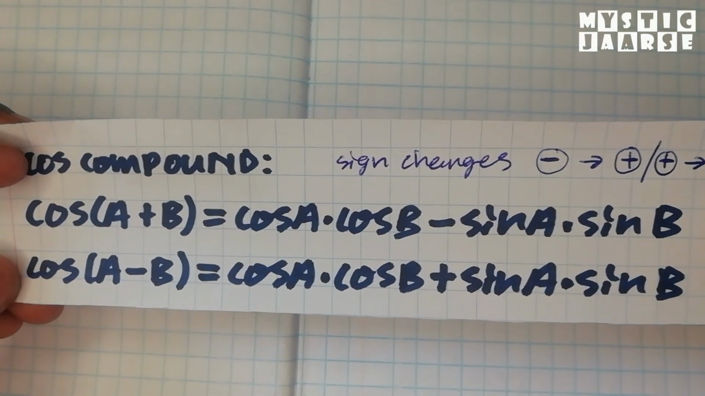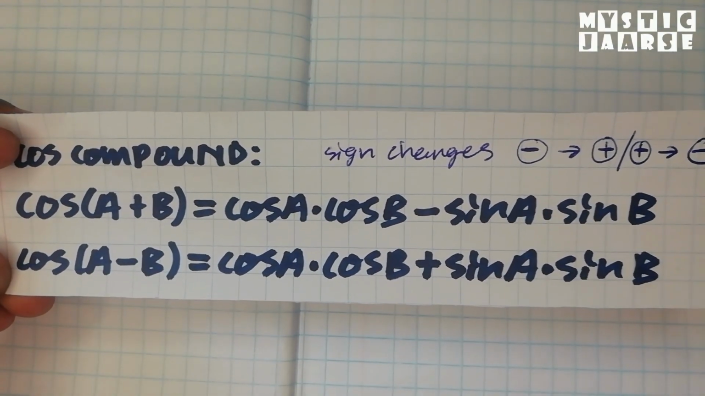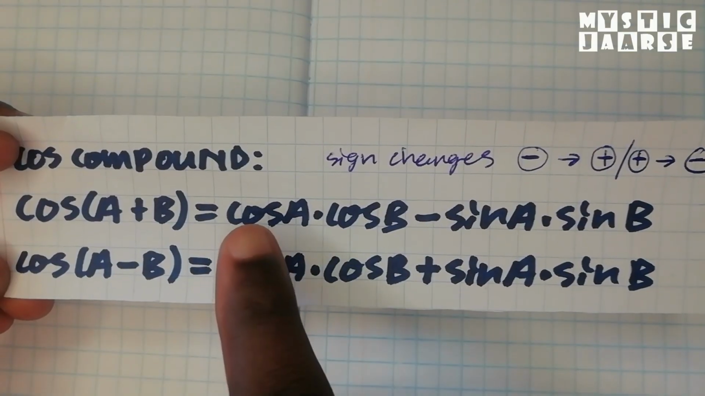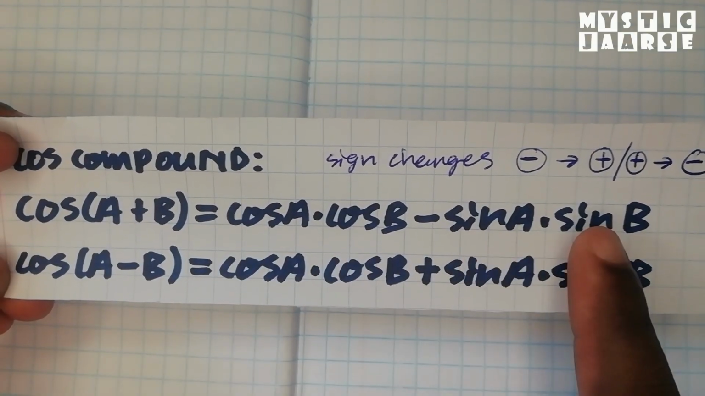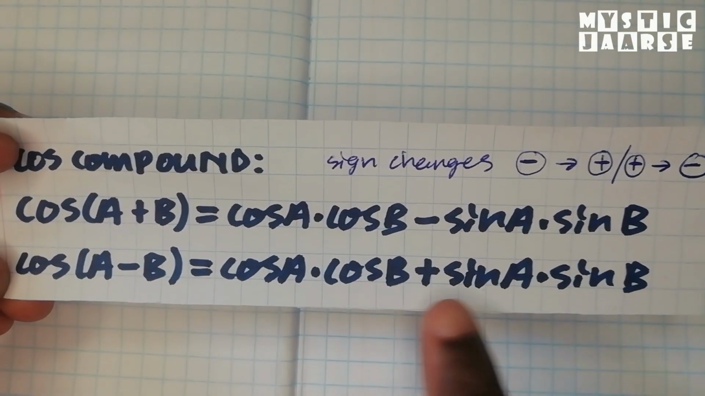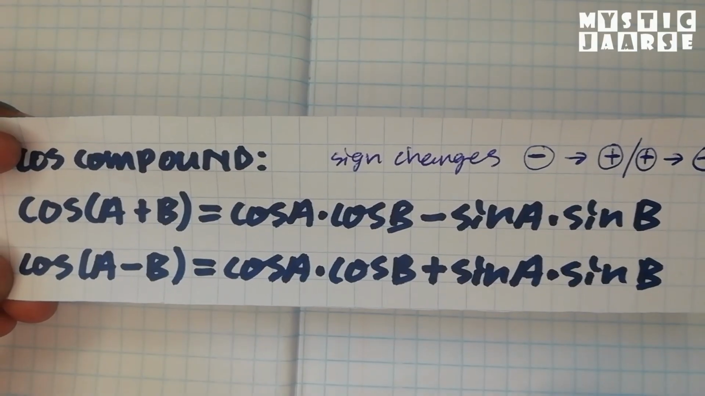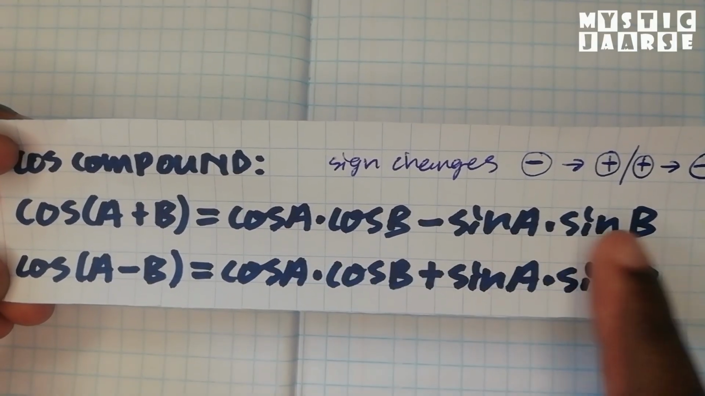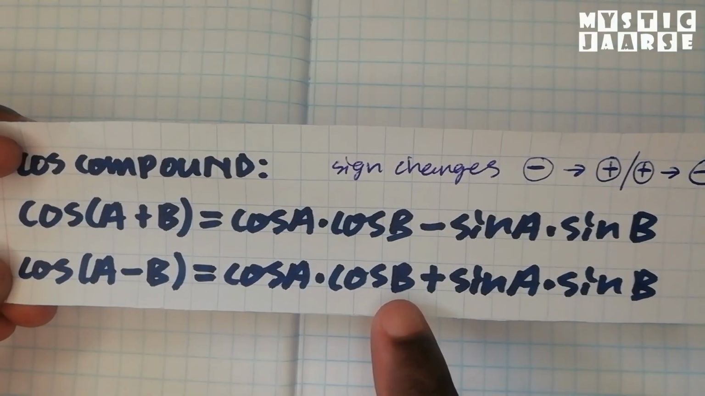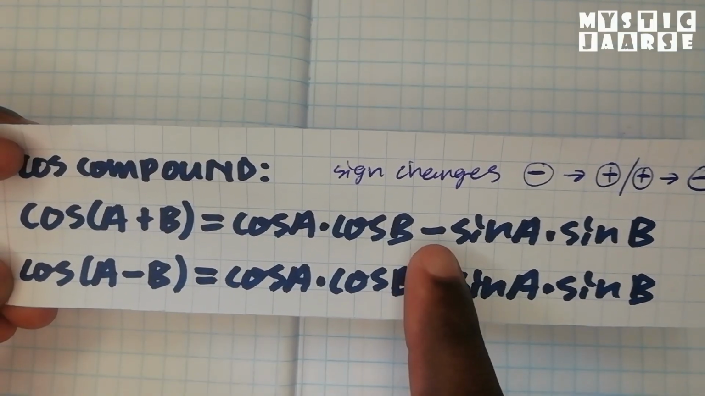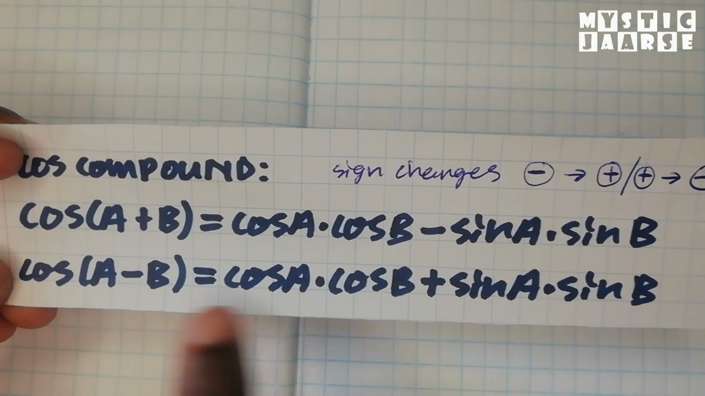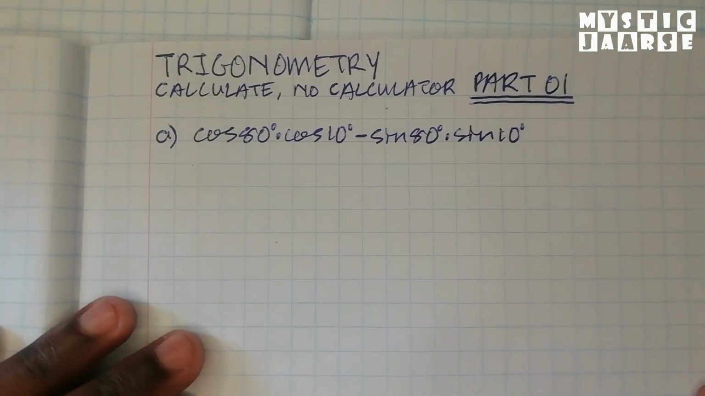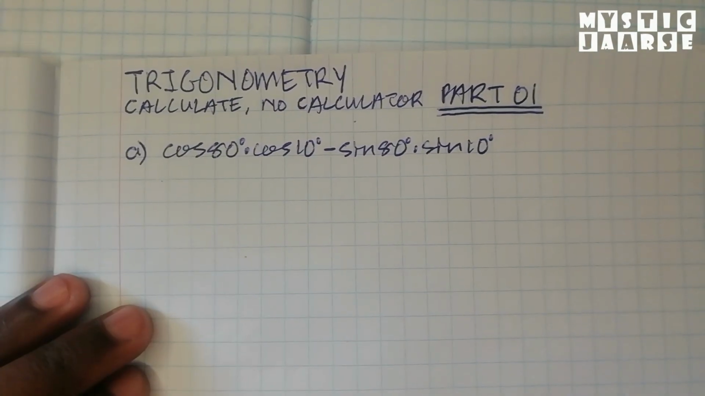So there's also a pattern for the cos compound. The pattern goes cos, cos, sine, sine for the trig ratios. And then for the angles, you have a, b, a, b. The sign changes. So let's do some problems on compound angles.